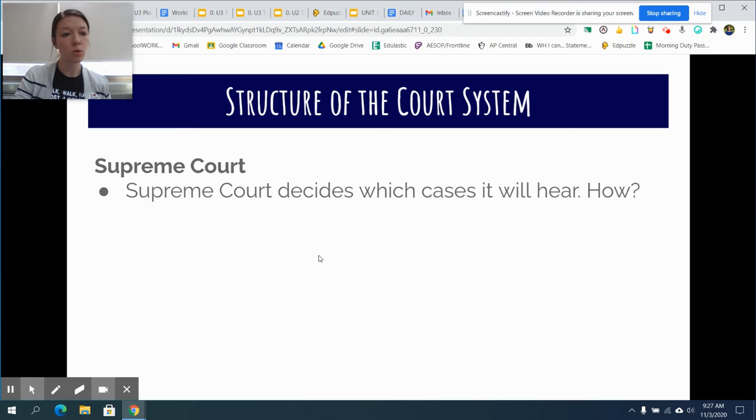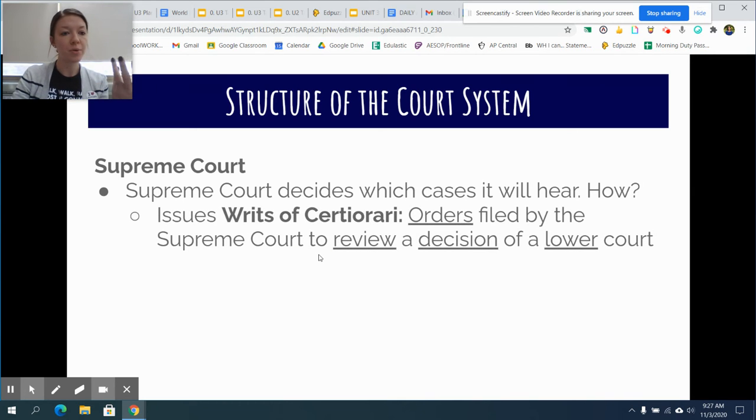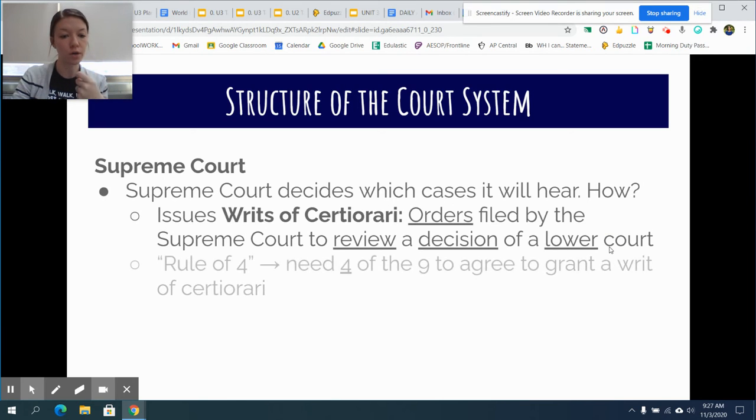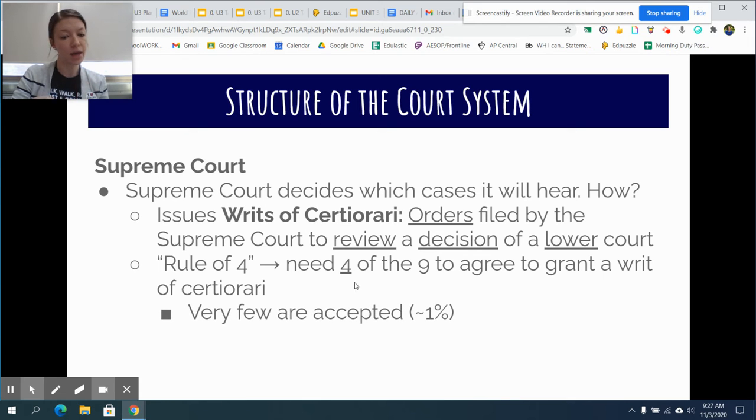Now, the Supreme Court decides what cases it will hear. And what will happen first is the Supreme Court will receive what we call writs. And these are orders filed by the Supreme Court to review a decision of a lower court. Now, if 4 of the 9 justices agree to grant a writ, then that means they can hear the case. That is called the rule of 4.